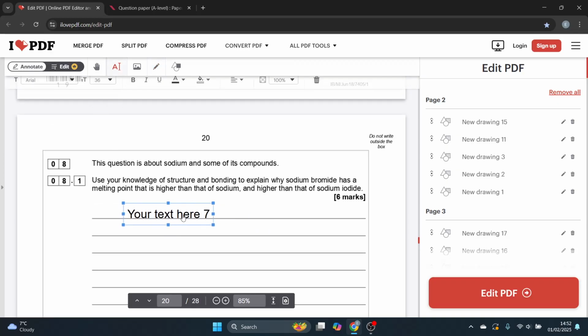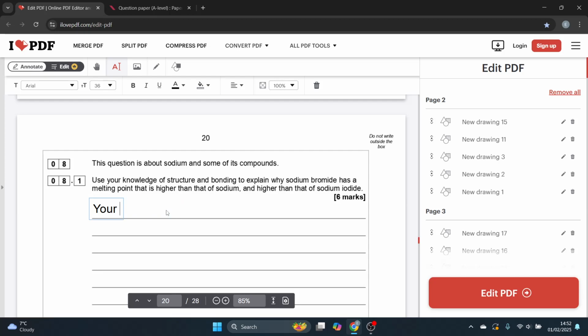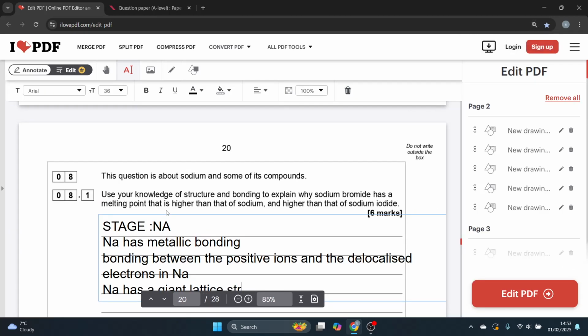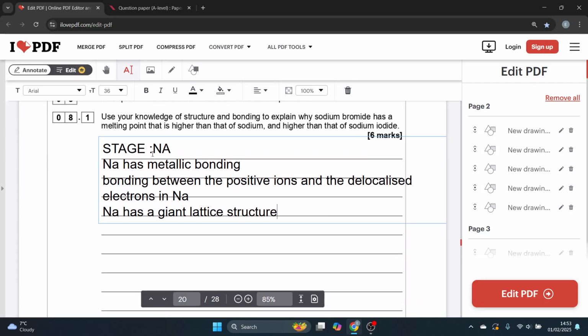Using knowledge of structure and bonding, explain why sodium bromide has a high melting point, but sodium has a higher one than sodium iodide. So stage 1, sodium, Na. Na has metallic bonding, bonding between the positive ions and the delocalized electrons in Na. Na has a giant lattice structure.